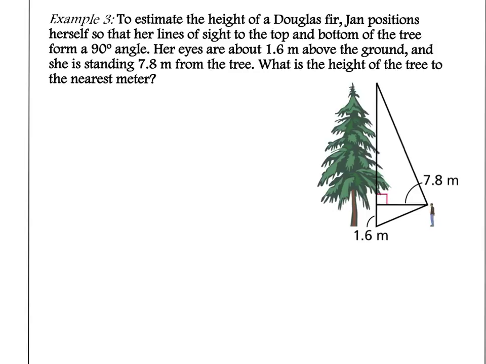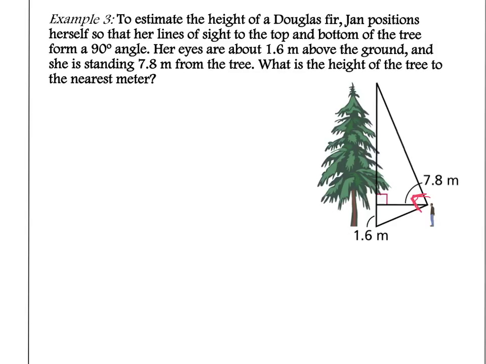To estimate the height of a Douglas fir, Jan positions herself so that her lines of sight to the top and bottom of the tree form a 90-degree angle. So basically they just told us that this is a right angle. Because remember, PAAP and HLLP only work with right triangles. If this weren't a right triangle, we wouldn't be able to do anything.